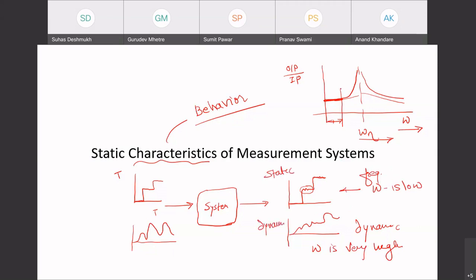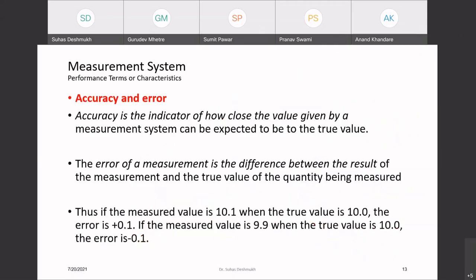If my system is beyond this particular point, it is called dynamic characteristics. It means I need to take into account the change in the frequency. And here I need not worry about it, and then it is called the static part. We'll now look at certain parameters which describe static characteristics.